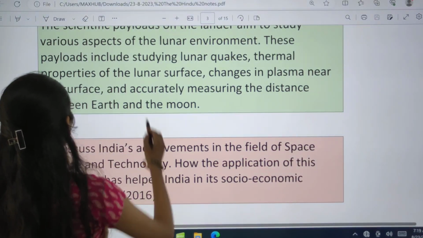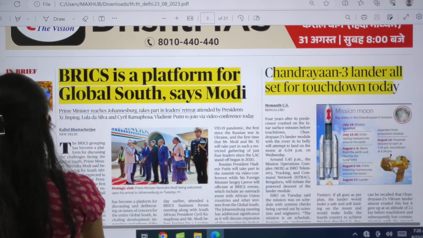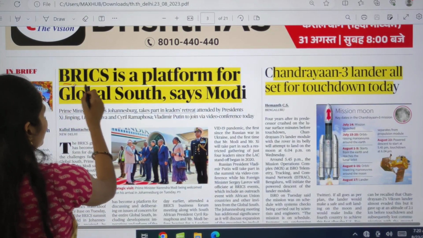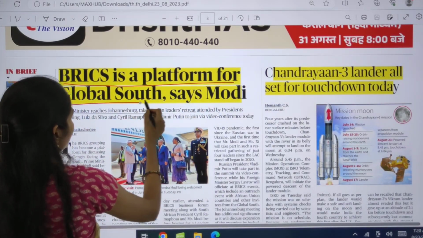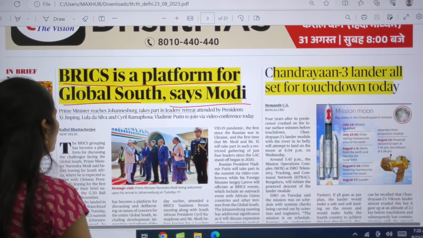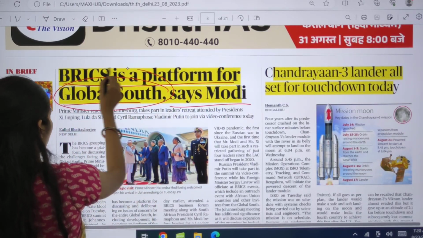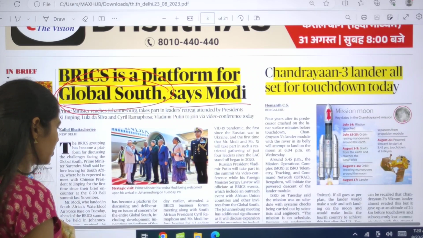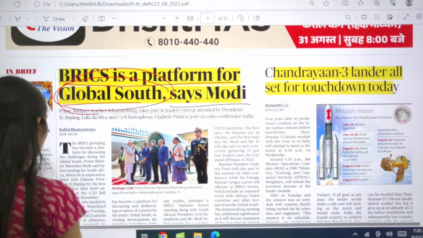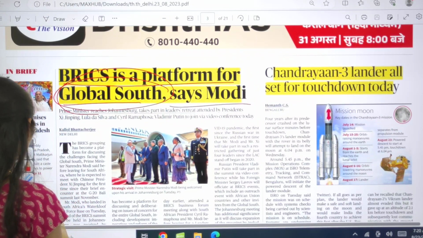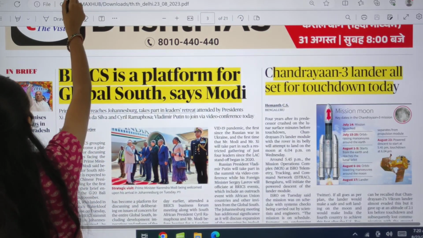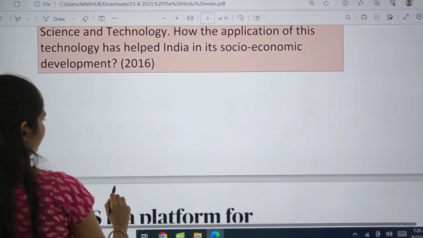Now let us move on to this paper and see the next article. BRICS is a platform for the global south, says Modi. Here we have to focus on this word, global south. Let us try to see this topic in detail, and let us move back to this Hindu notes.